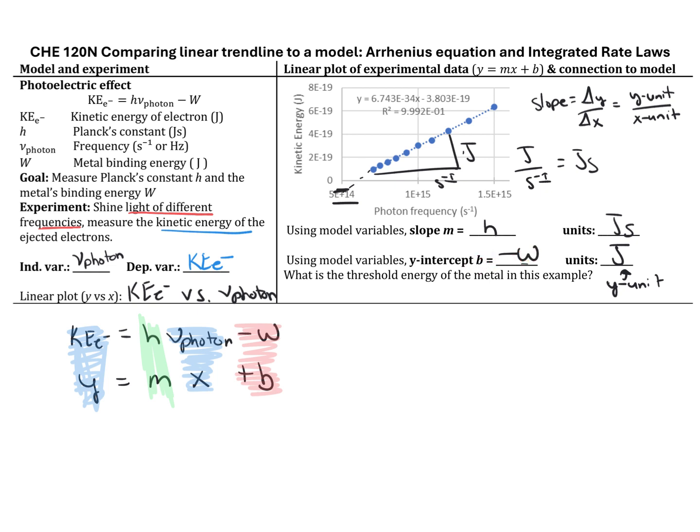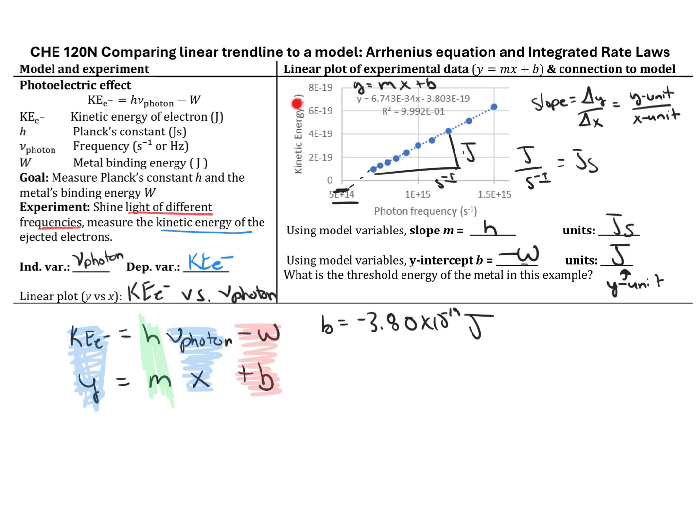So if I take and plug into that equation, again, remember, y equals mx plus b. So I have b is equal to negative 3.80 times 10 to the minus 19. Again, my unit there is joules, even though Excel doesn't give me the unit there.